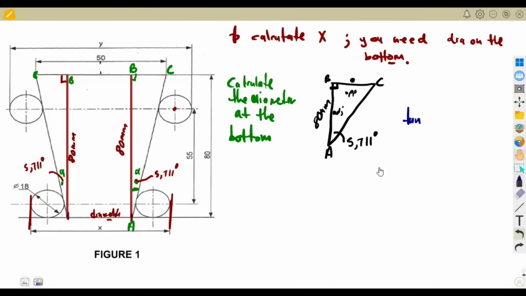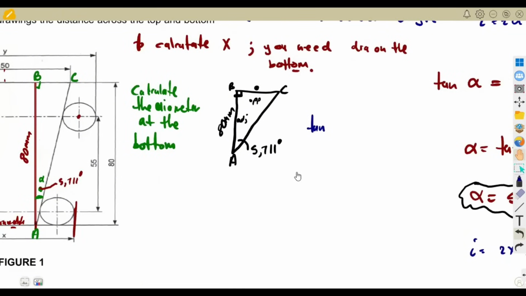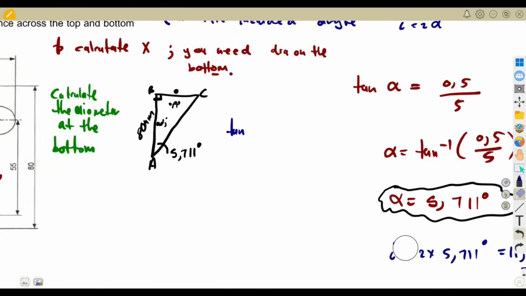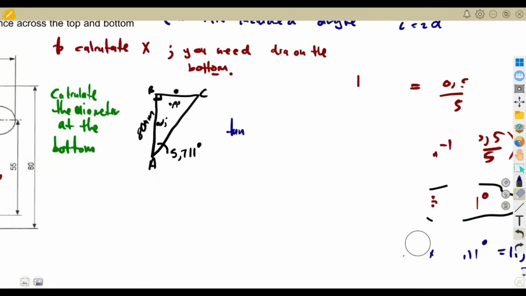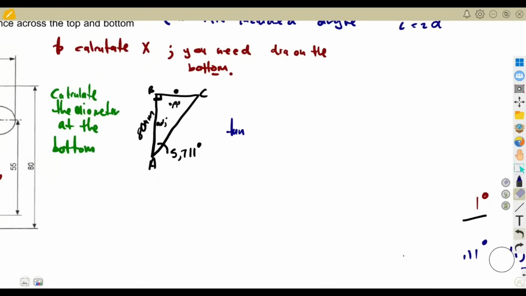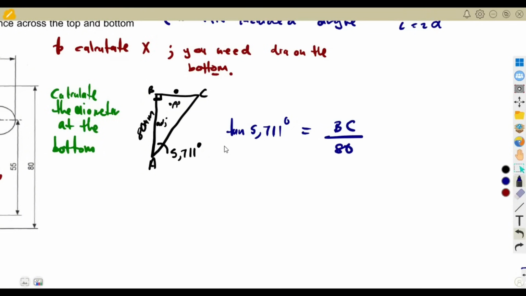of theta, as we saw, guys, opposite and adjacent is from tan. Let me just have this removed here. I just need this space. Let's hope you understand me, guys. So the tan of theta, the tan of 57.11 degrees, is equal to the opposite BC over 80 millimeters. So just going to cross multiply. BC is equal to 80 times tan 57.11 degrees. So with your calculator in degrees, you are going to calculate BC.